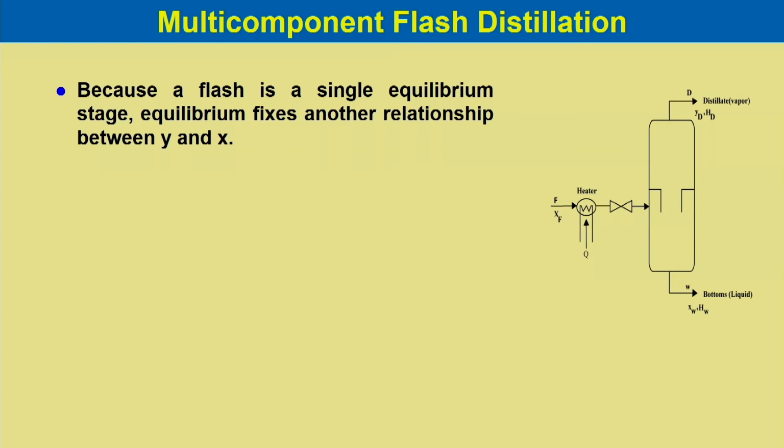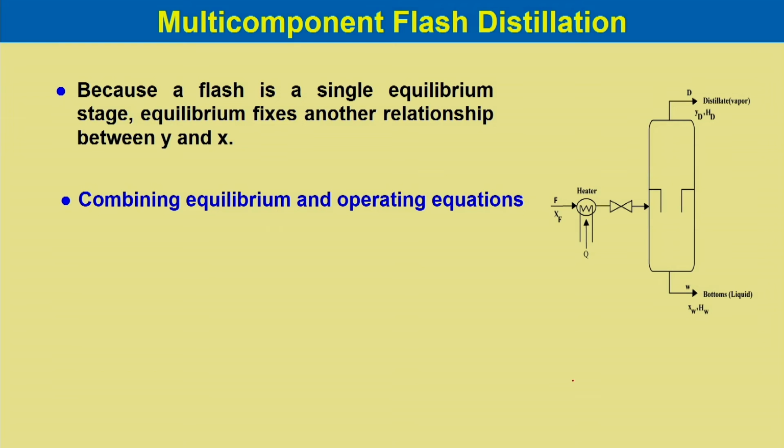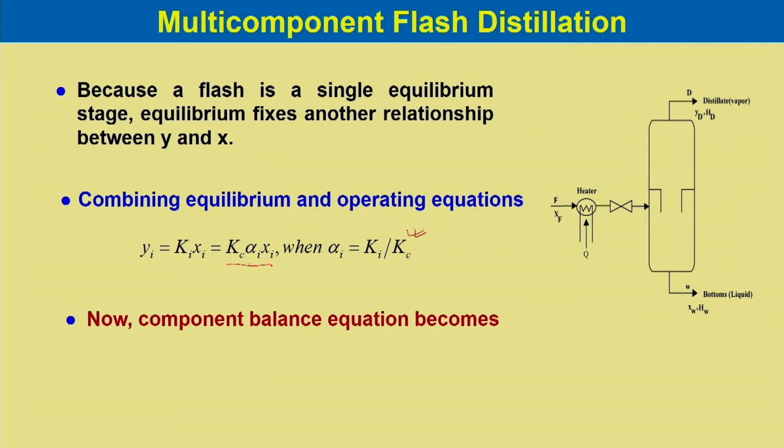Now, because a flash is a single equilibrium stage, equilibrium fixes another relationship between y and x. Combining equilibrium and operating equations, that is y i is equal to K i x i is equal to K c alpha i x i, where alpha i is K i by K c. K c is the equilibrium constant and K i is the distribution coefficient. So, now from the component balance equations we can write y i is equal to K c alpha i x i, which would be equal to (1 minus f) by f into x i plus x i F by f. So, this is equation 15.